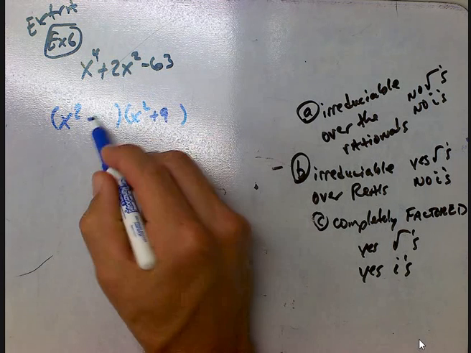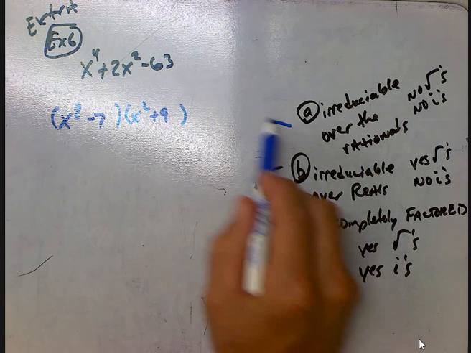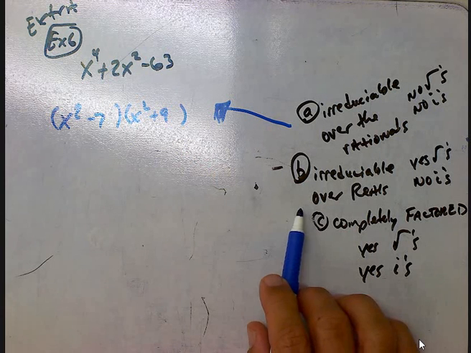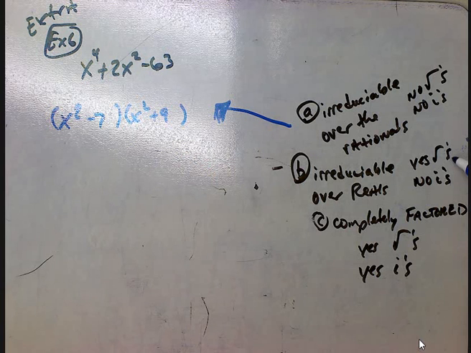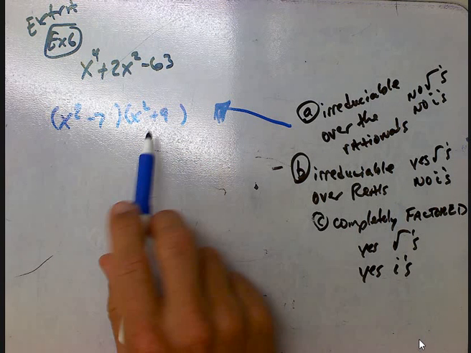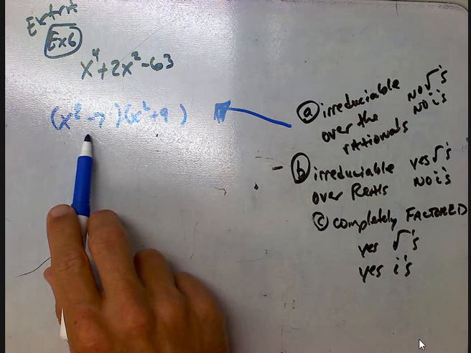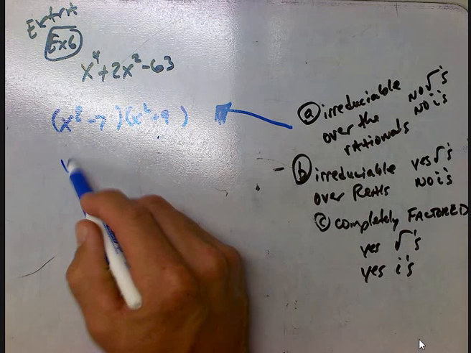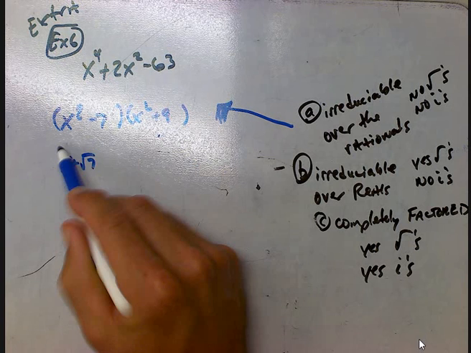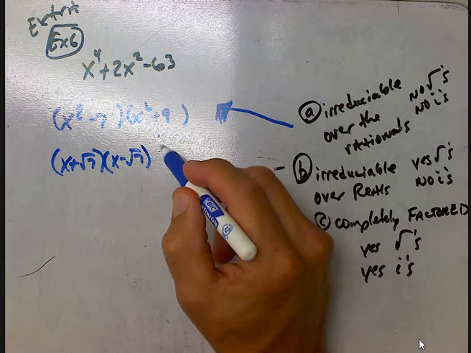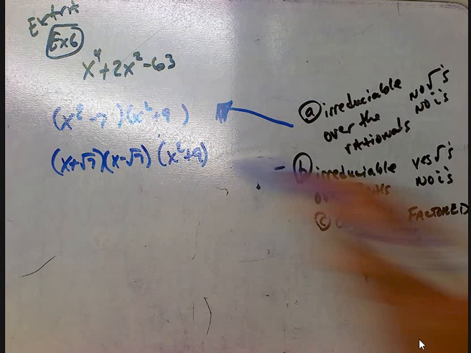This is known as irreducible over the rationals. In your assignment, it may ask for all three parts. Irreducible over the reals indicates yes square roots, but no i's. To factor this, you have to have an i, but to factor this, you would just need square root of 7. So that would become x plus square root 7, x minus square root 7. And then x squared plus 9 would just come down.